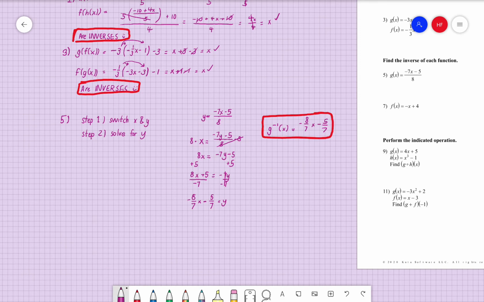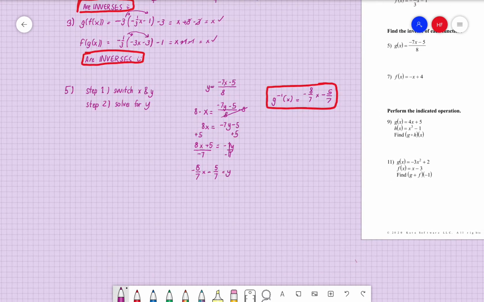Number 7, we're going to do the same thing. We're finding the inverse. So I'm going to rewrite it as y equals negative x plus 4. Switch x and y. X equals negative y plus 4. I'm solving for y. I'm going to get this constant away by doing the opposite, so 4 minus 4 gives me 0. X minus 4 is equal to negative y.